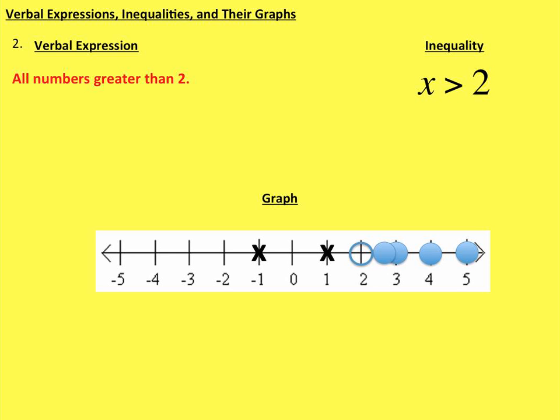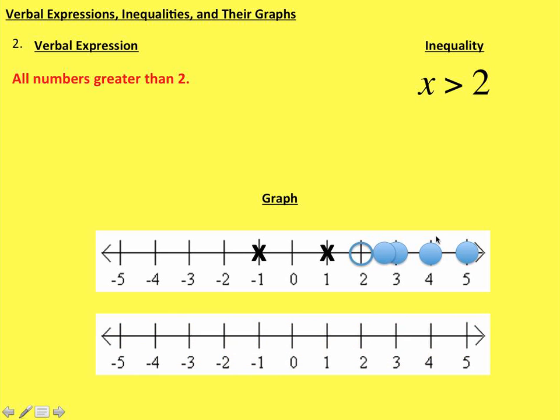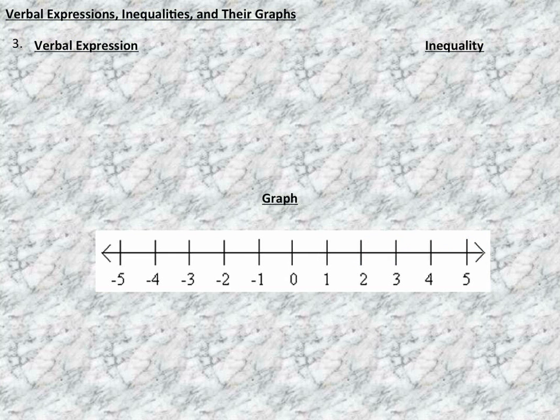And now I just got to shade. Well, greater goes to the right. So notice where all the points are that work. They're to the right of the boundary point. So an open circle on 2, everything to the right gets shaded. It would look like that. All right, let's continue.